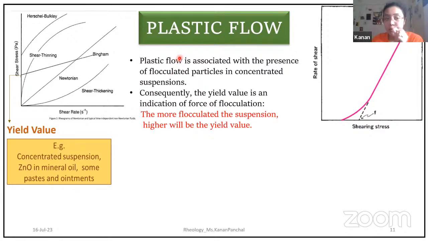So yield value is an important parameter when you're studying plastic flow. And plastic flow was vastly studied by the scientist Bingham. So the systems which obey plastic flow, unko Bingham bodies bhi bola jata hai. So Bingham bodies exhibit which flow?